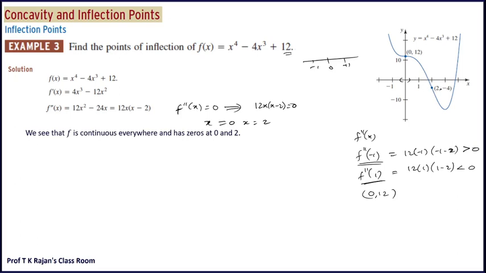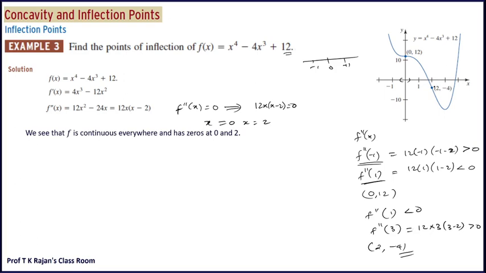Look to the left of 2 and to the right of 2. You calculate f double dash there. Calculate f double dash of 1. Of course, 1 is left of 2, and f double dash of 1 we already calculated, which is less than 0. And now you calculate f double dash of 3, for example, to the right of 2. F double dash of 3 is equal to 12 into 3 into 3 minus 2, which is clearly greater than 0, so positive. That means f double dash of 1 and f double dash of 3 are opposite in sign, and therefore the point (2, -4) is a point of inflection.